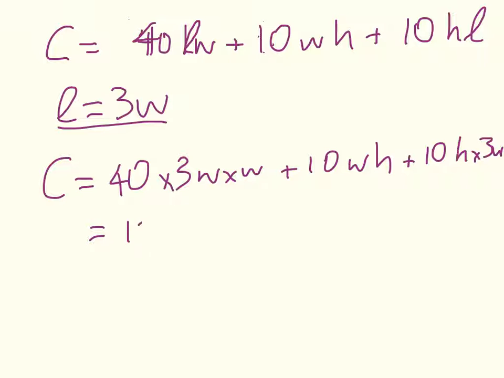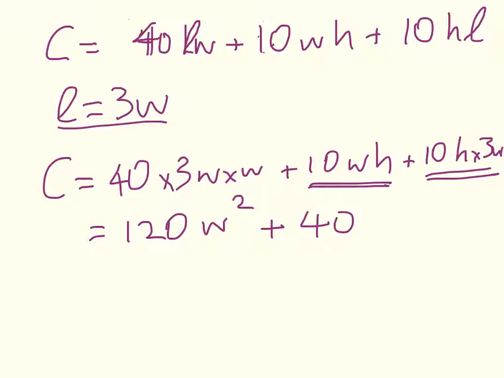We're going to get 120W squared plus, well, I've got 10WH here and I've got another 30 here. So I've got 40WH. So the last thing I have to do is to get rid of the H. Now the thing I haven't used yet is this fact here, that 70 is the volume of the box.